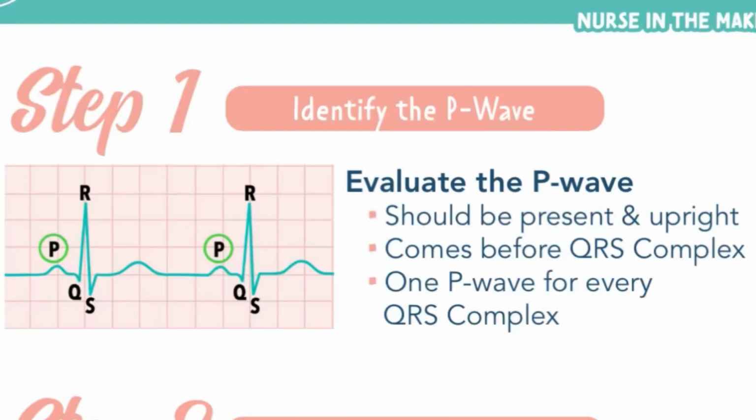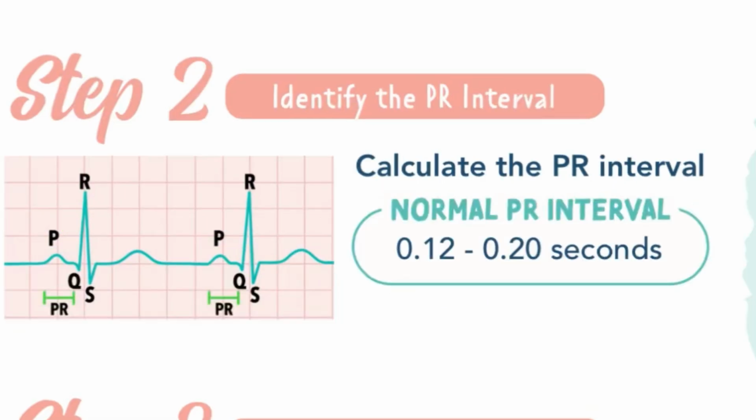Okay. Next is identify the PR interval. So calculate the PR interval. The normal PR interval is 0.12 to 0.20 second.